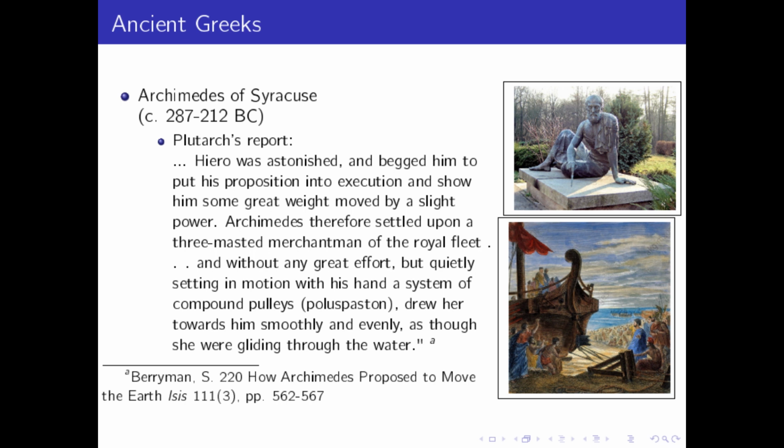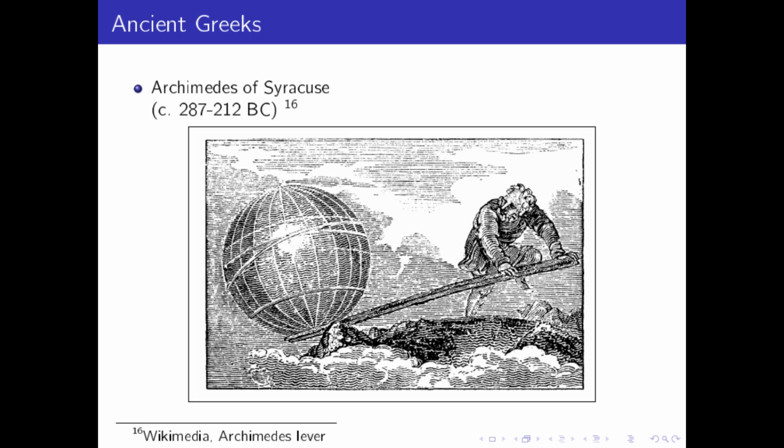Archimedes therefore settled upon a three-masted merchantman of the royal fleet, and without any great effort, but quietly setting in motion with his hand a system of compound pulleys, drew her towards him smoothly and evenly, as though she were gliding through the water. This story is simplified as the well-known quote, "Give me a place to stand on, and I will move the earth."